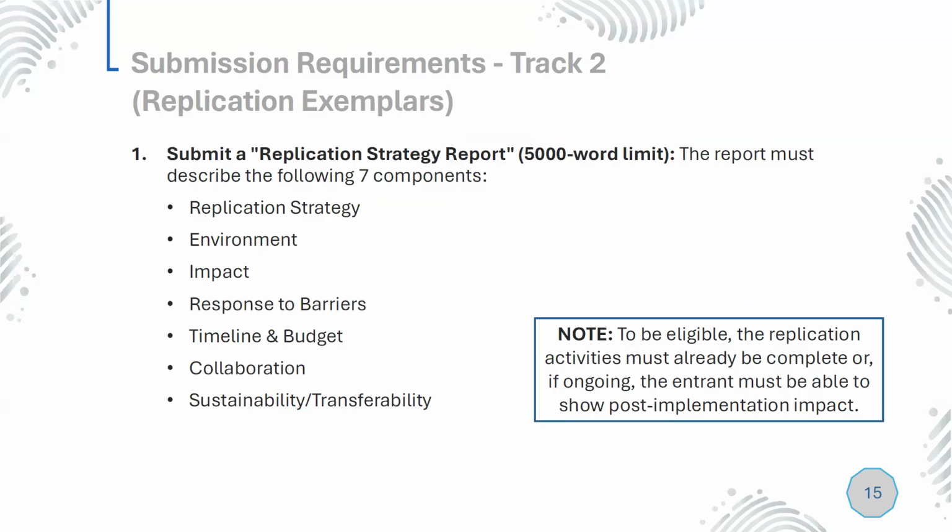Great, thank you, Alicia. So track 2, recall, as Alicia mentioned earlier, the objective is to recognize and reward entrants who have creatively integrated replication into their research practice and or within their institution. And so what we are looking for is an application with a 5,000 word limit that has the following 7 components. I'm going to do a brief yet dramatic reading directly from the announcement to go into a little bit more detail about what each of these components means.